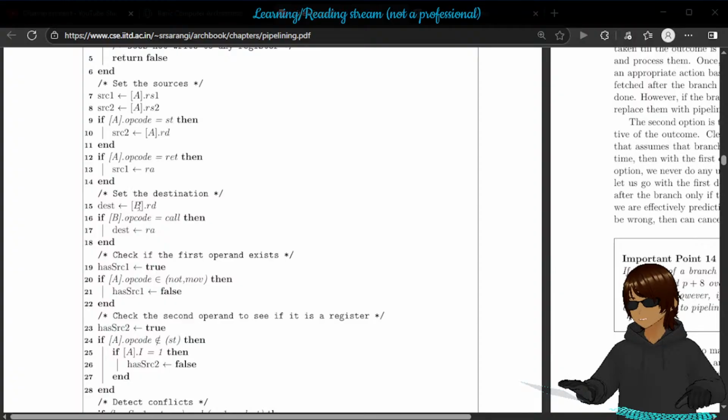Set the destination. B's destination register goes here. If B is a call instruction, then the return address register goes here.